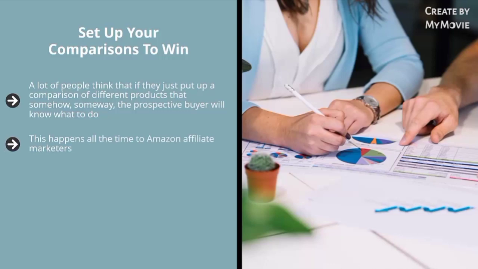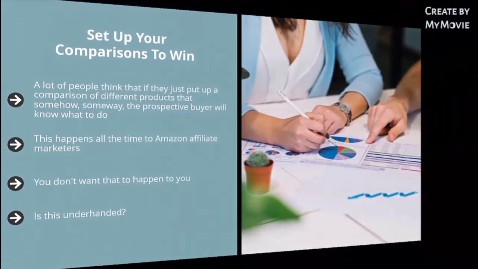This happens all the time to Amazon affiliate marketers. It's really sad that they do all the heavy lifting and research, only to end up with a whole lot of nothing because their prospective customers spend their hard-earned dollars somewhere else. You don't want that to happen to you. So, you have to set up your comparisons in an underhanded way. Basically, just by looking at the comparisons, it becomes abundantly clear what direction you're pushing them to. Is this underhanded? Yes, but it doesn't have to be unethical. If you lay out the facts, then ultimately, it's the consumer's choice.